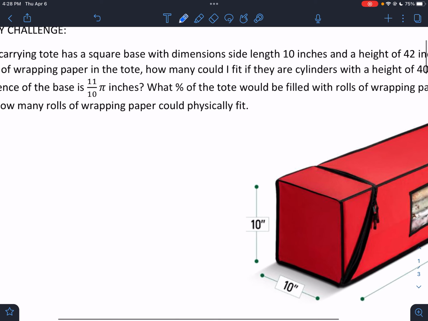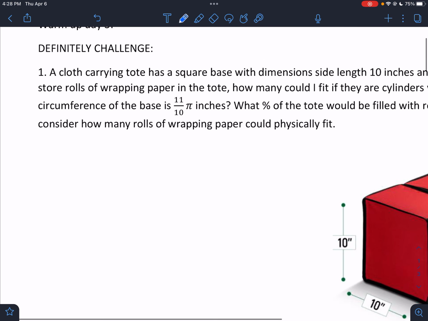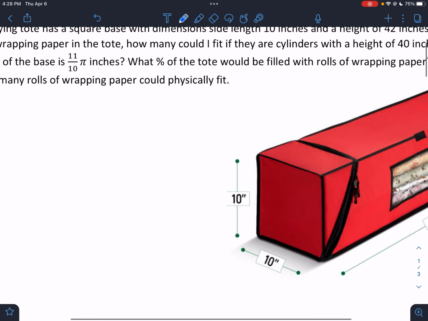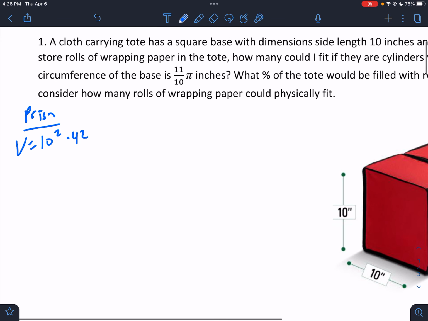It has those dimensions. So right off the top, I can get the volume of the carrying case. So I'm going to do the prism. That volume is 10 squared times 42. That's the area of the base times the height. So that volume is going to be 4,200.